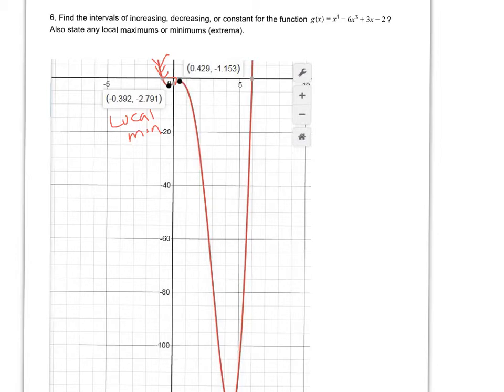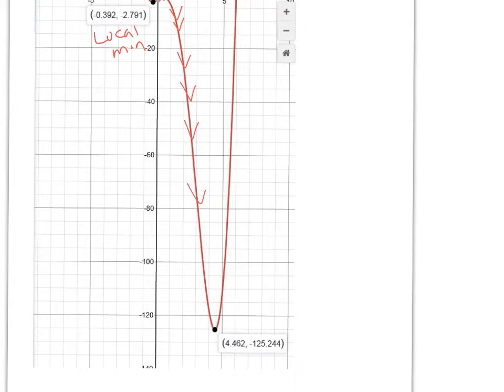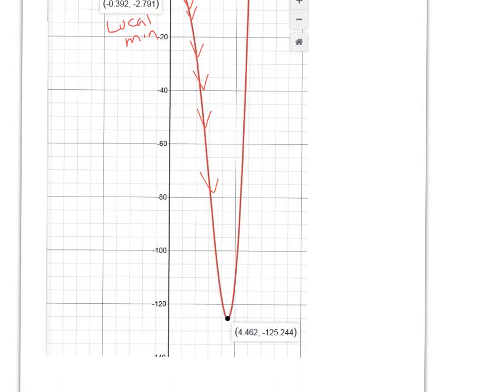And then I get to this point, which is going to be a local max. And then it's going to start decreasing again. And it's going to decrease all the way down to this bottom point, where this has to, of course, be a local min. So we have two local mins and a local max on this graph. And then it will start increasing again, and it's going to increase forever.